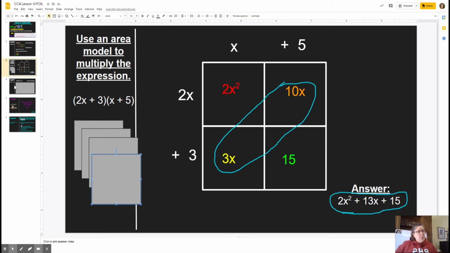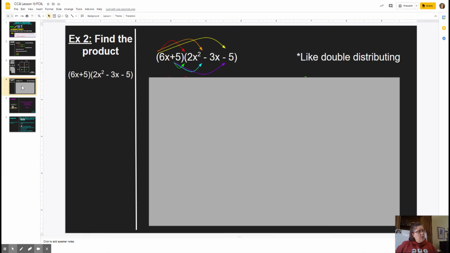All right, I've got one more example. I would like you to try this one on your own. It's 6x plus 5 times the quantity of 2x squared minus 3x minus 5. And you can either draw those arrows like we did in that first example, or feel free to do the area model, whichever way you prefer. Go.